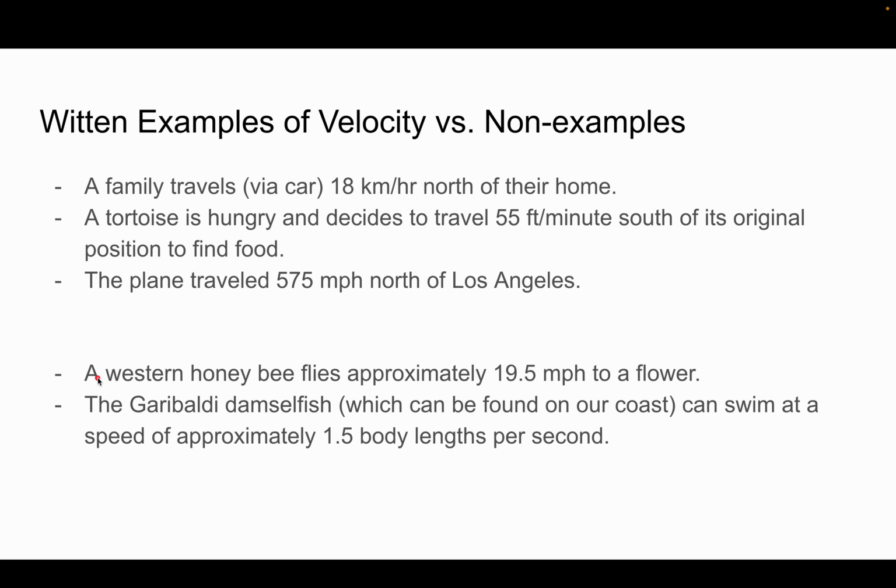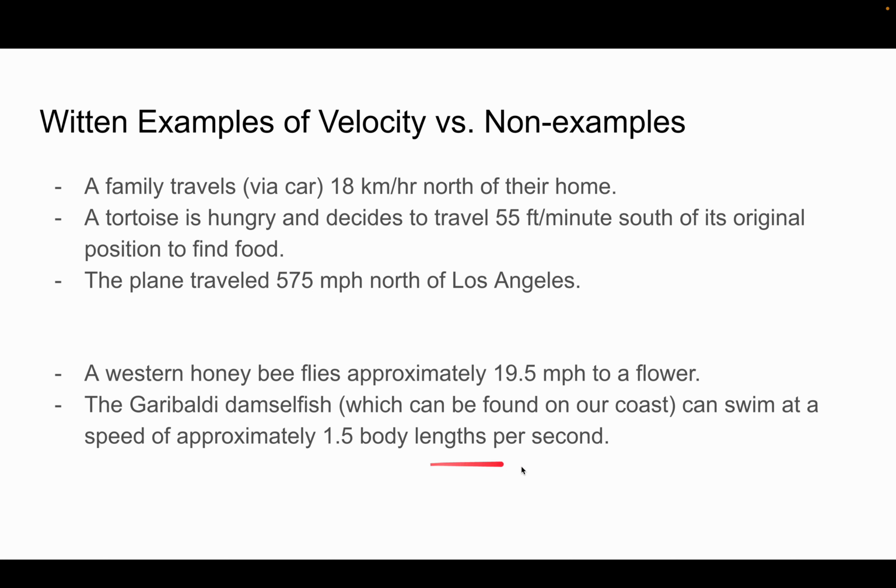Now down here, a western honeybee flies approximately 19.5 miles per hour to a flower. Listen, I don't know where this honeybee is coming from. It could be coming from the floor. It can be coming from the sky. I have no idea because there is no direction here. All I know is that it's flying 19.5 miles per hour to a flower. So this is not an example of velocity.